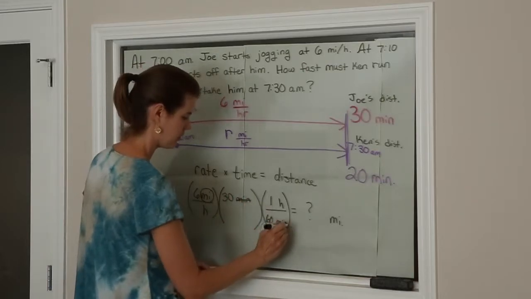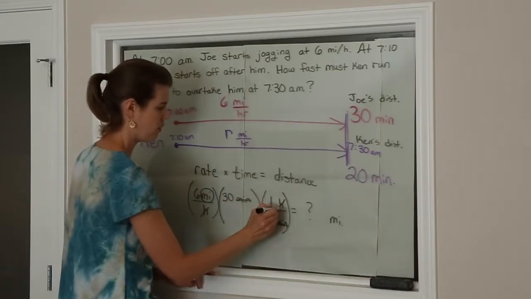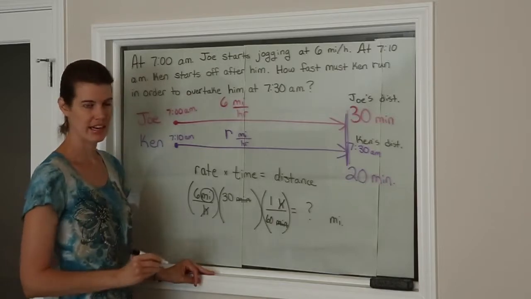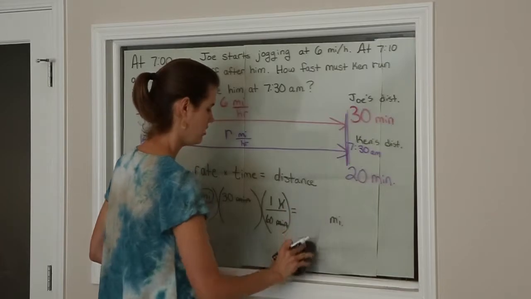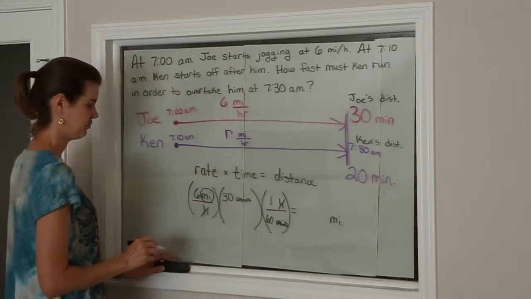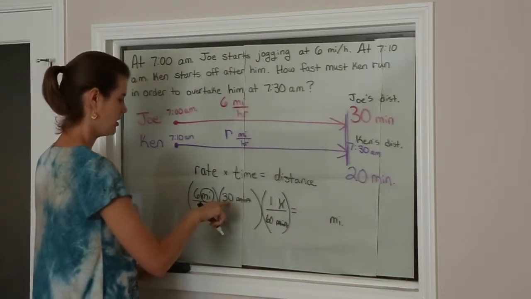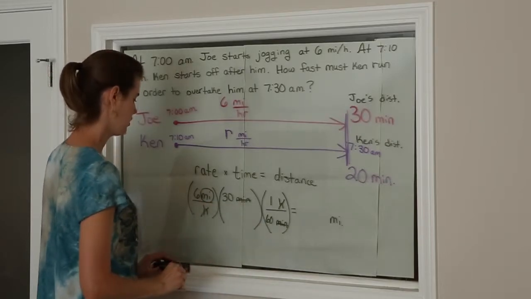So now my minutes will cancel, my hours will cancel, and the only unit that didn't cancel is miles, which is the unit I want. So now I can see what's left. We've got 6 times 30 times 6.